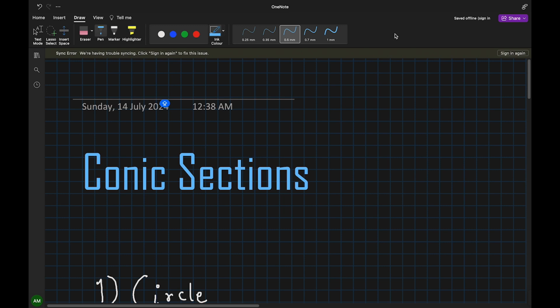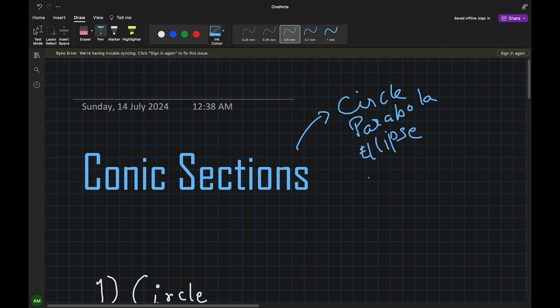Now let us talk about conic sections. Basically, what is conic sections? Conic section is a part of geometry which comprises of circle, parabola, ellipse, and hyperbola. It comprises of these shapes.